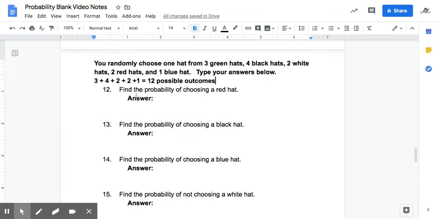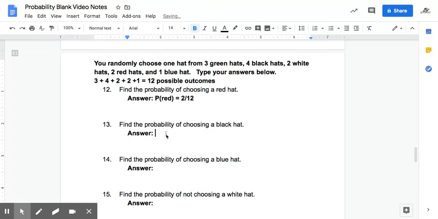All right, so for number 12, we want to find the probability of choosing a red hat. Well, how many red hats are in this bunch? There are 2 red hats. So my numerator is going to be 2, and my denominator is my total possible outcomes, which is 12.